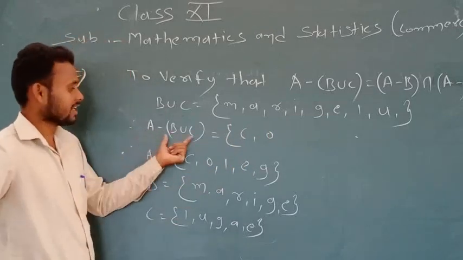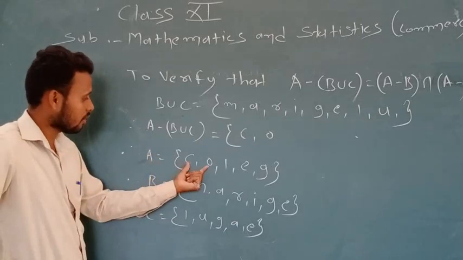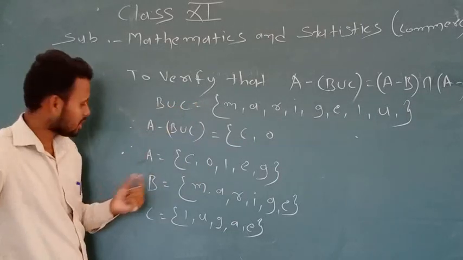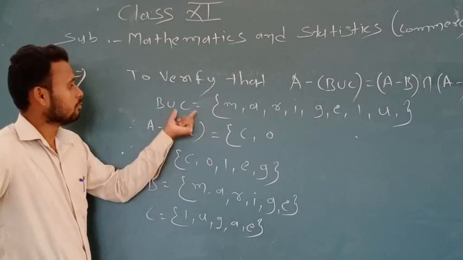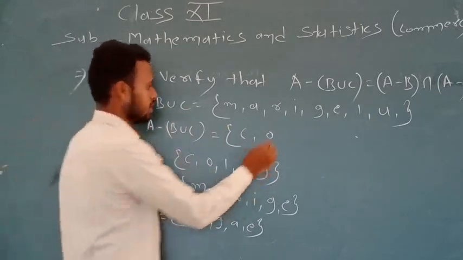So A minus B union C equals the set containing all elements which belong to A but do not belong to B union C. What does that mean? C and O are in A but not in B union C. So this set has two elements, C and O.